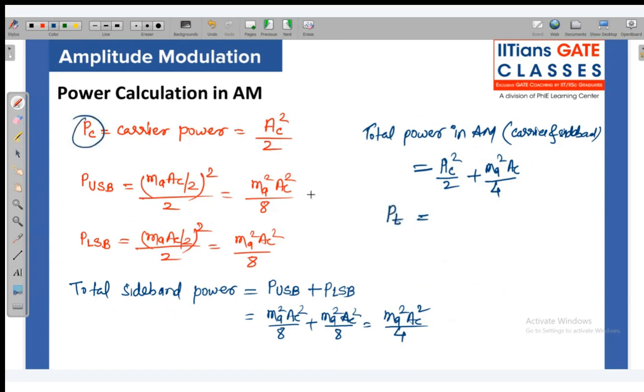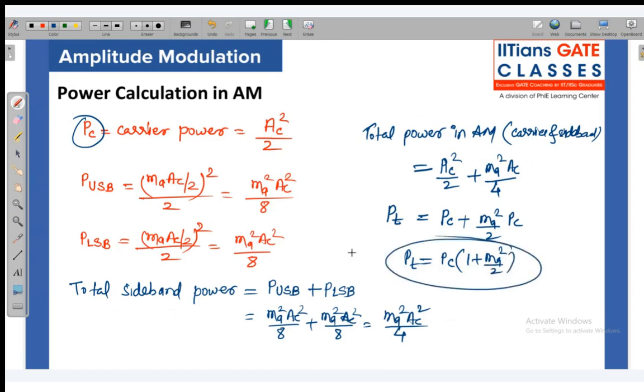AC square by 2 we represented as PC, so we can separate it out, which is PC. Now the formula becomes PT is equal to PC times 1 plus MA square divided by 2. So this is the total power. This is a very important formula: whenever they ask a question on power, this formula will definitely be used. So this is how you calculate.